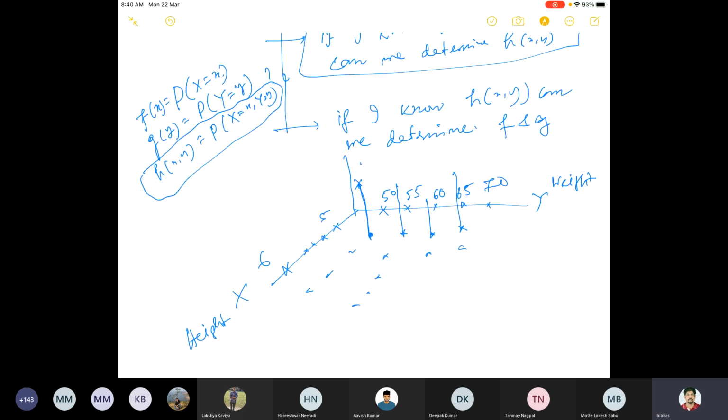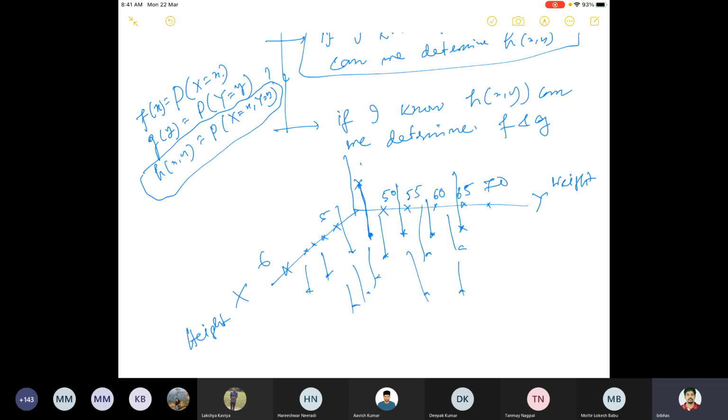Then the question will be, if I know all these probability values, and these are the heights, from these probability values, can I just forget about y and find out how x is distributed? That means, what is the probability that some person will have height 5.5, 5.6, 5.7, or 6 without considering weight? Can I do that?